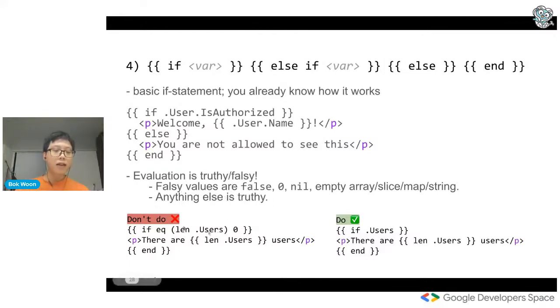So I used to write code that looked like this, where you would say, if the length of the users equals 0, then I do this. But you don't have to do that, because you can just do if users, because an empty slice is already considered false. So this is a lot more readable.